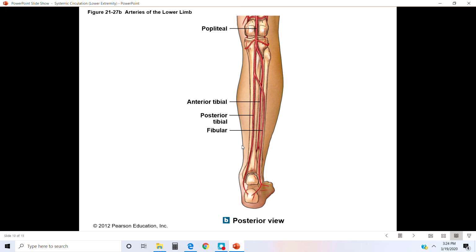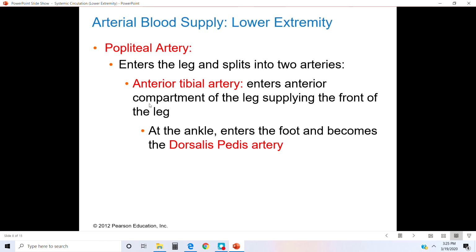So I'll show you real quick right here. Here's the popliteal artery right behind the knee. And then the popliteal artery is going to have two branches. One is the anterior tibial. The other branch is the posterior tibial. This anterior tibial goes between the tibia and the fibula, and it goes to the anterior compartment. Okay? That's what we were saying here, right?